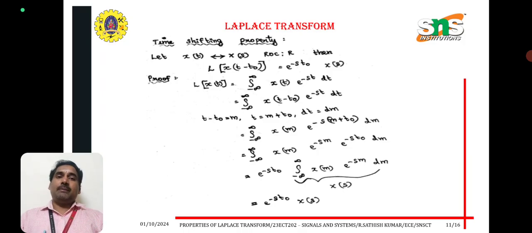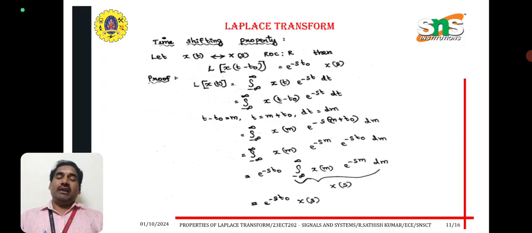If x of t and X of s are a Laplace transform pair, then the Laplace transform of x of t minus t naught is equal to e power minus s t naught into X of s. Instead, we can apply this in terms of the time domain function x of t minus t naught.